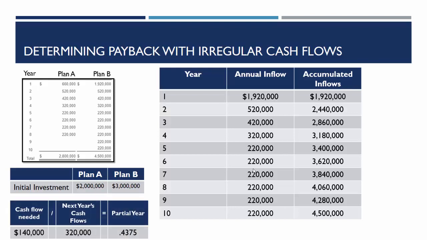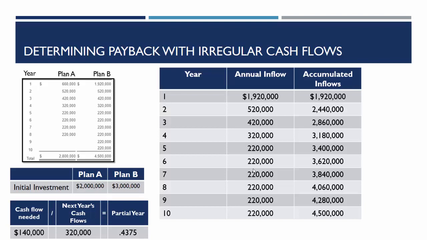Well, that's going to be year 3, $2,860,000, which means we're going to need some inflows from year 4. How much are we going to need? Enough to get from that $2,860,000 in accumulated inflows we have at the end of year 3 up to our initial investment of $3 million. So 3 million minus 2,860,000 means we're going to need $140,000 in cash inflows from year 4.